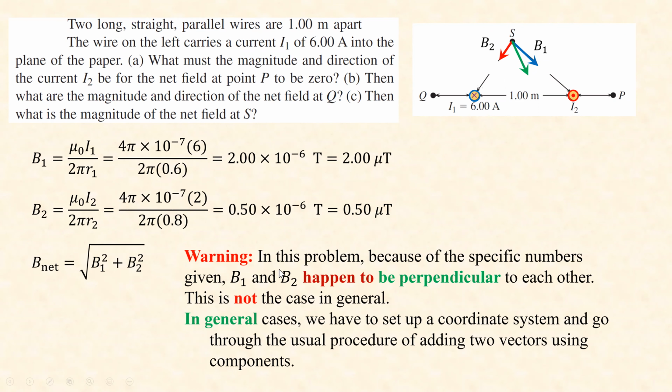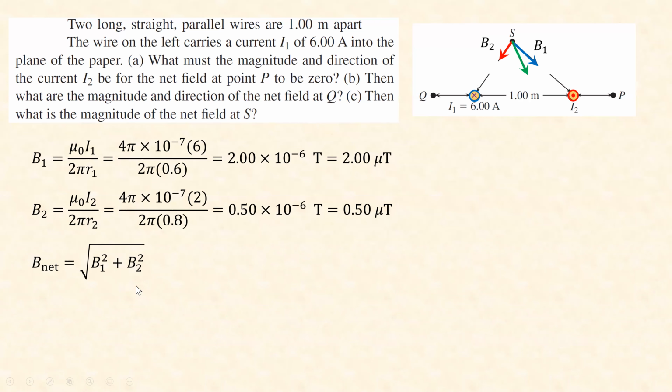Here is the warning. In this problem, because of the specific numbers given, B1 and B2 happen to be perpendicular to each other. This is not the case in general. In general cases, we have to set up a coordinate system and go through the usual procedure of adding two vectors using components. So be careful about that. But here, because they happen to be perpendicular, the net is the square root of B1 squared plus B2 squared, which is the square root of 4 plus 0.25, or 2.06 microtesla.